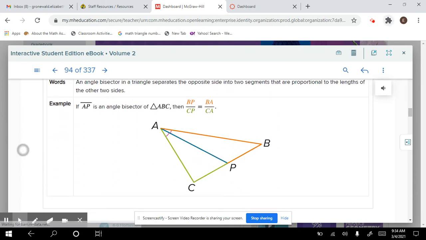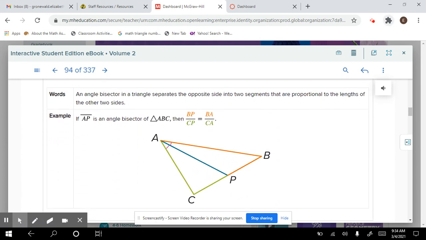Our last one here is an angle bisector that separates opposite sides of one triangle. So basically, if you have an angle bisector, you can set up a side and the bisector part as a proportion. So BP is proportional to CP, those are the two bottom parts. And then BA and CA are proportional, which are the two longer sides. So basically, you can split these into halves.